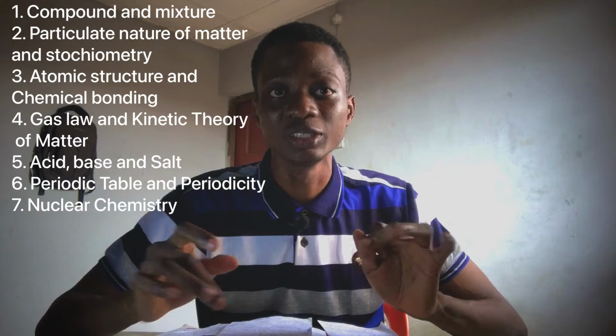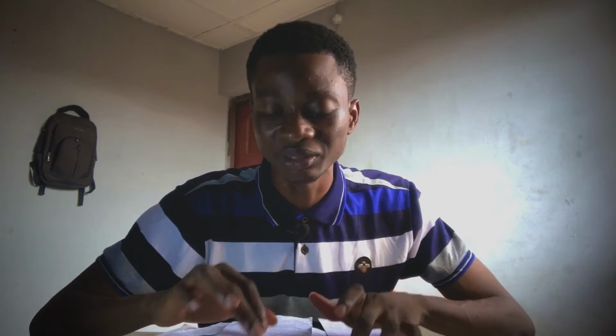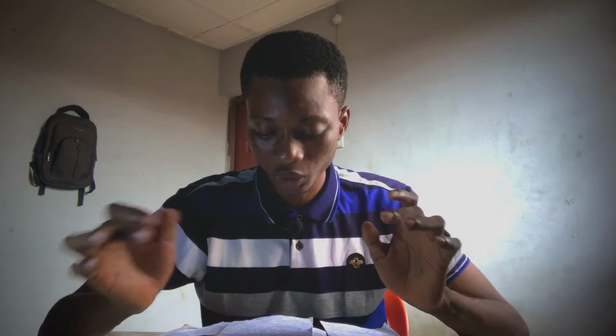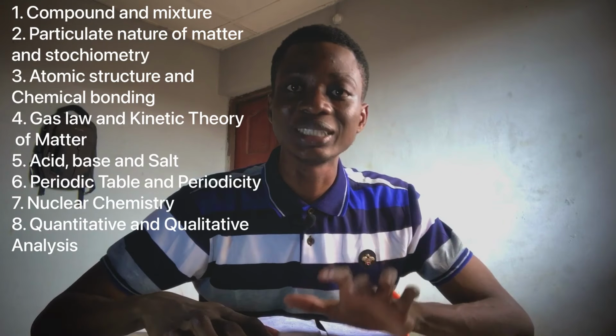Nuclear chemistry. So nuclear chemistry is basically quite simple and there's not much under it. Then the next one is quantitative and qualitative analysis. Quantitative analysis is like a continuation of stoichiometry. In qualitative analysis, you are going to be learning some properties of elements or some reactions.